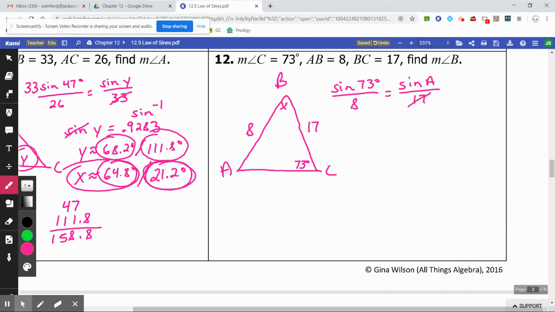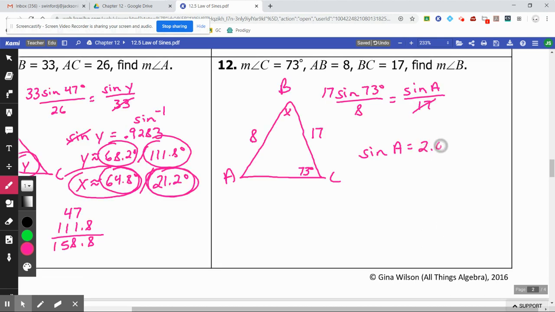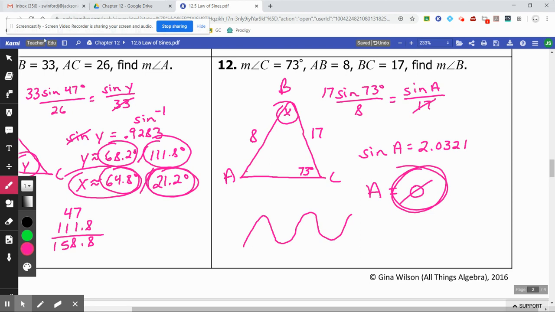Move the 17 over by multiplying. We're going to do 17 times the sine of 73 divided by 8, and that's going to give me the sine of A is equal to 2.0321, and that's good news because we know that the sine of A can't be 2.0321, because sine is between -1 and +1, so therefore there is no solution. Angle A has no answer, so therefore there's no way to solve this. And since we have no answer for A, there's absolutely no way that we can have an answer for B. So my final answer is there is no triangle that satisfies these conditions.